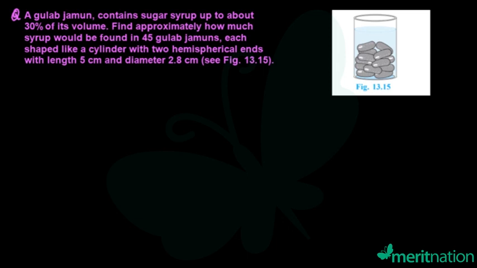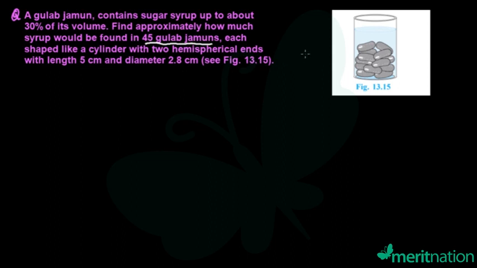Hi guys, in the given question, we are given a container which has 45 gulab jamuns. Each of the gulab jamuns contains sugar syrup up to 30% of its volume. We have to find approximately how much syrup would be found in these 45 gulab jamuns. The shape of a gulab jamun is like a cylinder which is having two hemispherical ends. The dimensions are given to us over here.